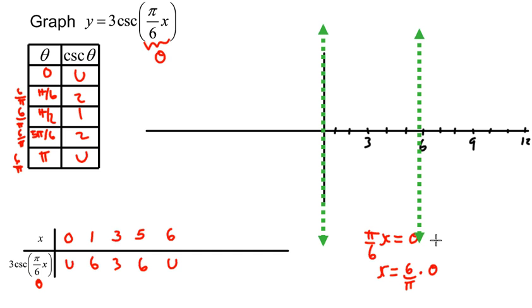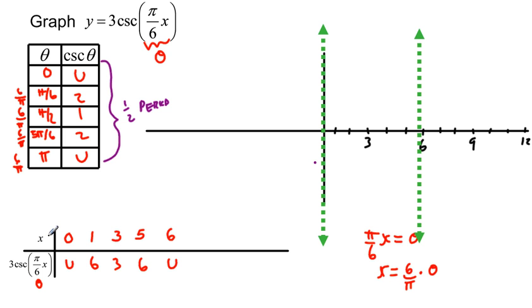Okay, so check this out. Let's remember that this whole thing right here constitutes a half a period, which means that if I want another period, everything is just going to be shifted to the right pi units, and we'll do that over here in just a moment.